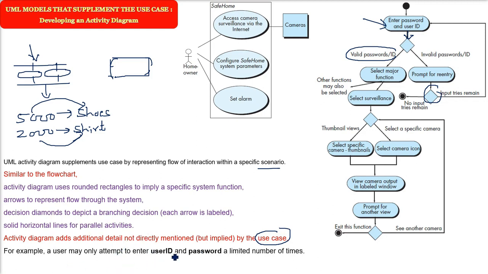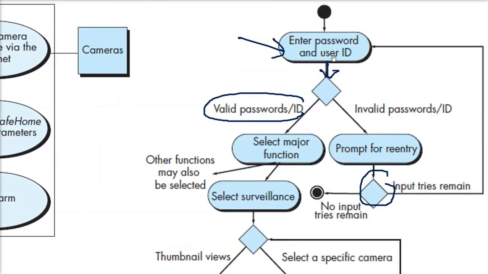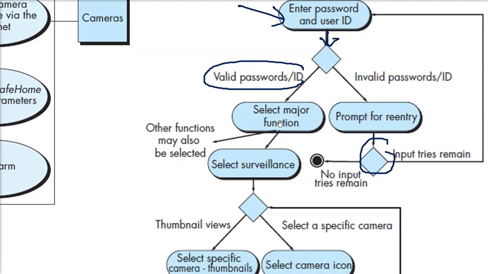For example, just see an example. The user can give the user ID and password, but in the use case we have not talked about how many times. If you see here in the activity diagram, when we are prompting for re-entry of username and password, that is how many times he has to enter. If he fails, then the number of times, 4 times, 5 times, 10 times, whatever you want to give. So this condition is given in the activity diagram.